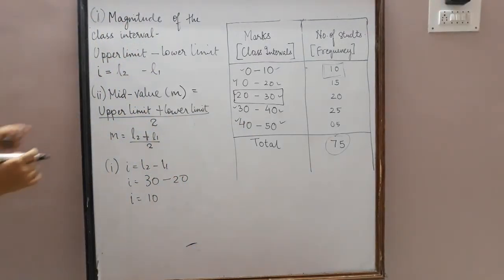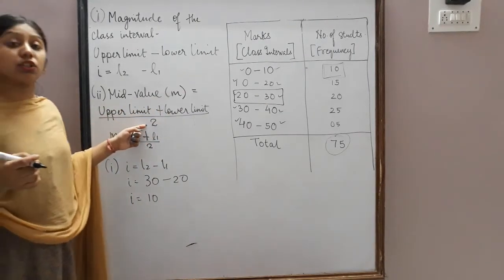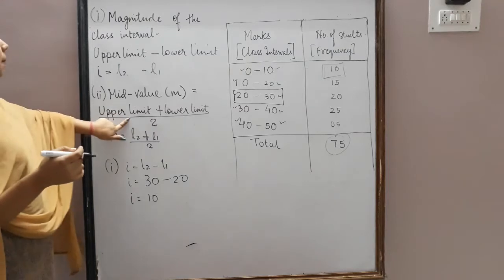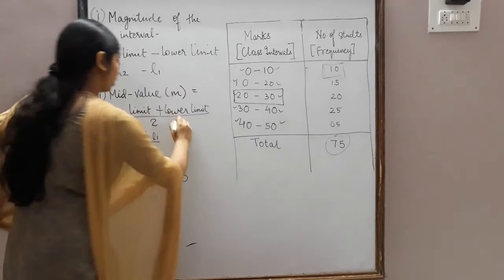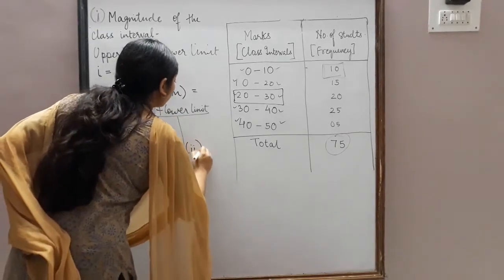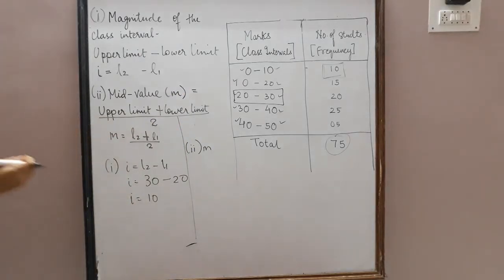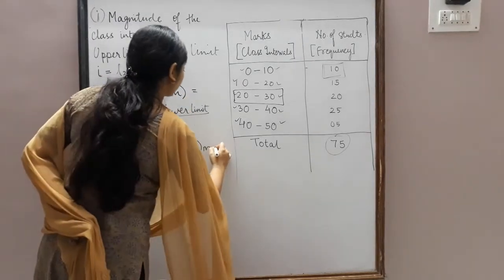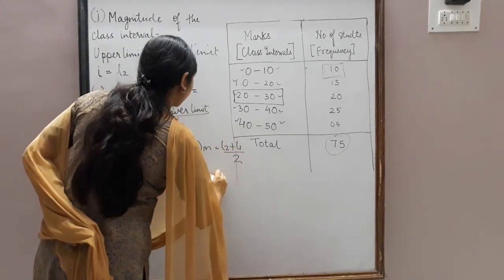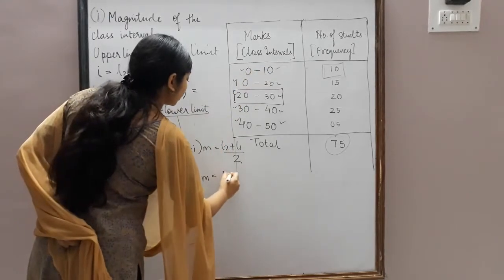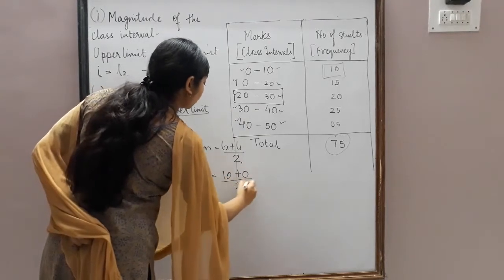Next we come to the term mid value. It is the average of the upper limit and lower limit, that is upper limit plus lower limit by 2. It is denoted by the alphabet M. So, to find out M, that is the mid value of the data, M is equal to upper limit, that is L2 plus L1 upon 2. Now, what is L2 over here? It is 10 plus L1 is what? It is 0. 10 upon 2.